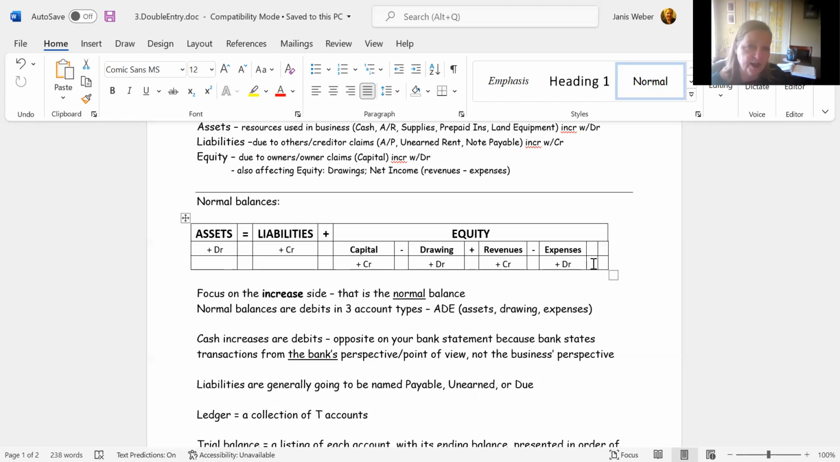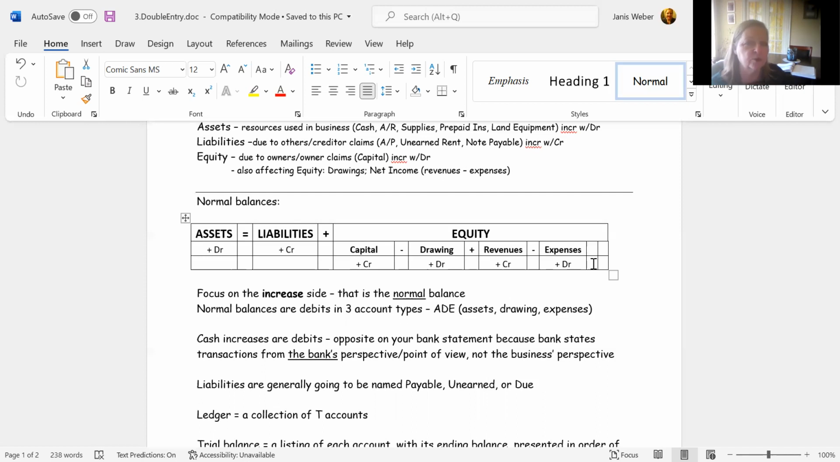And then when we're ready to do the next step, the journal entries are going to be next week. Well, I think it is. I'm not sure which chapter it lands in, but probably. And so we need to have a lot of clarity about these normal balances for this time. And so the focus is on the increase side.